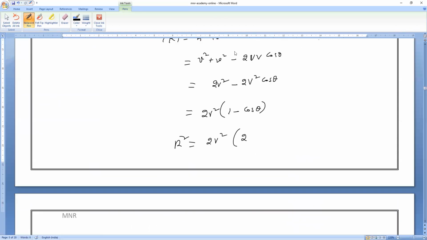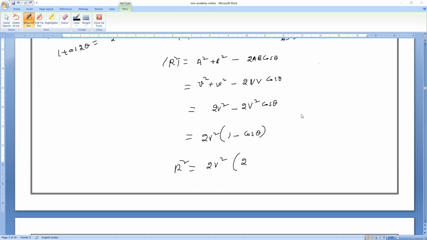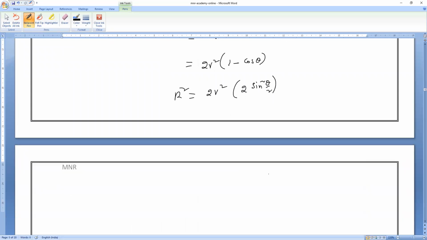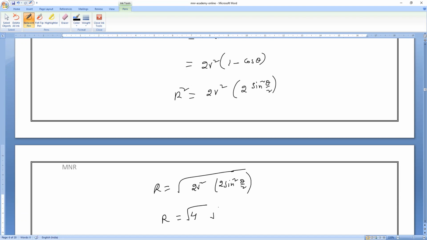We all know that 1 minus cos theta is equal to 2 sin square theta by 2, as we have just found. Now apply the root to everything. So R is equal to root of 2v square into 2 sin square theta by 2. Observe very carefully: 2 into 2 makes root 4, and v square, and sin square theta by 2. So root 4 means 2, v square will get cancelled, root and square will get cancelled.